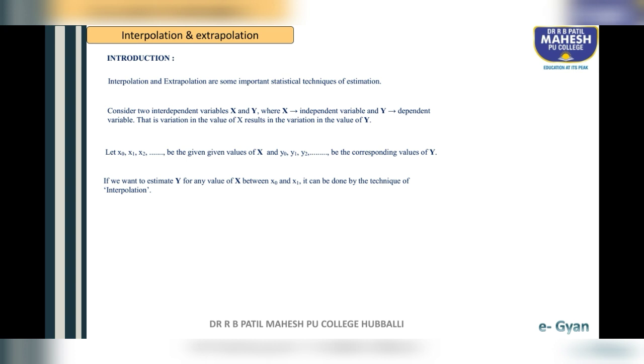Suppose we want to estimate y for any value of x between x0 and x1, it can be done by the technique of interpolation. So this means an in-between value. If you are finding an in-between value, that technique is called interpolation. Whereas if you want to estimate y for any value of x which is outside of the given x series, we use the technique of extrapolation. So when you are finding the missing value of an outside value, this technique is called extrapolation.